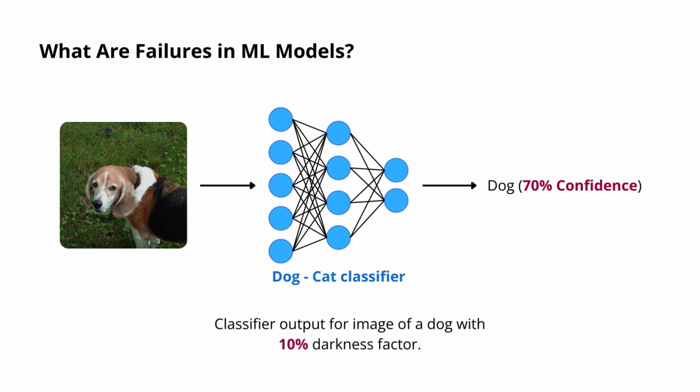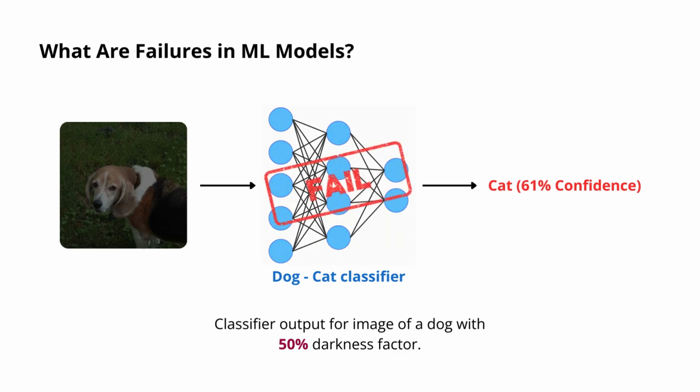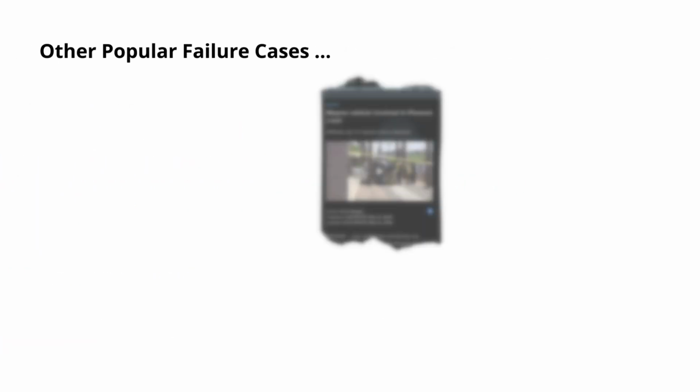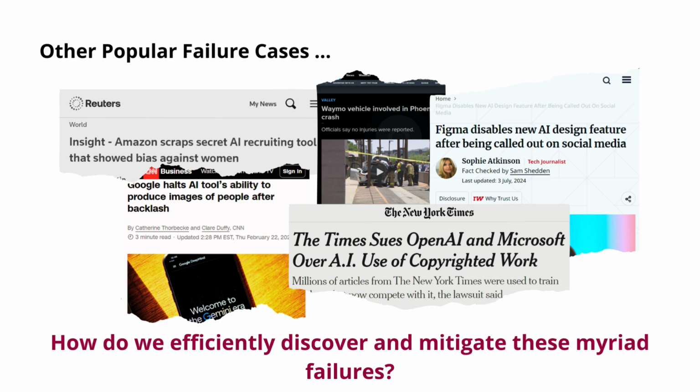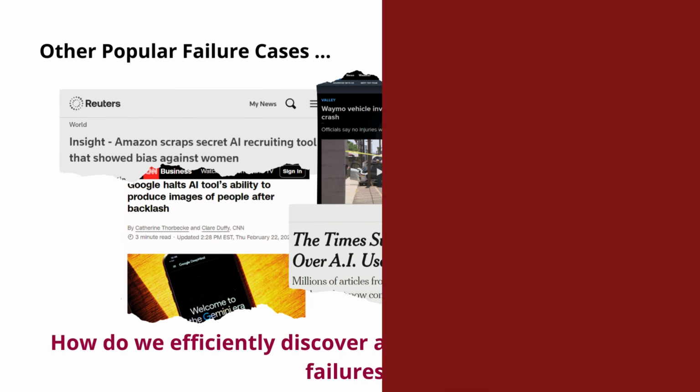For instance, in a dog-cat classifier, if the model fails to recognize a dog image when it's 50% darkened, this indicates a likely failure point at that level of darkness. The consequences of such failures can be severe. How do we efficiently discover and mitigate these myriad failures?